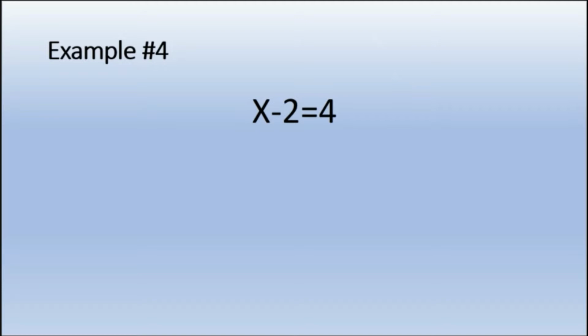Okay, so for this problem, another subtraction problem, we have a negative 2 being subtracted from x. So we need to add that 2 over on the left side. So we have negative 2 plus 2. That leaves us with just x equals 4 plus 2. That is 2, so we have 6.